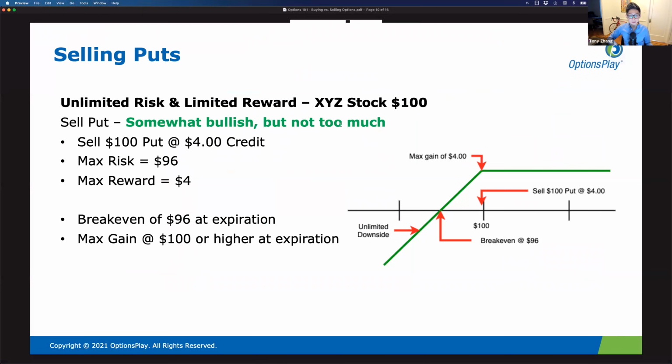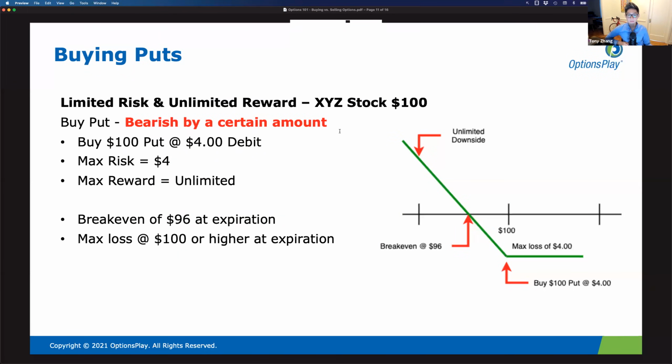So let's jump back to the presentation real quick. I'm just going to go through very quickly the opposite, or the mirror image here. So let's say I have stock XYZ that I'm bearish on, meaning I think it's going to go lower. Yes, I can buy a put option, which gives me basically unlimited downside all the way to zero. I can't make any more money because the stock can't go below zero.